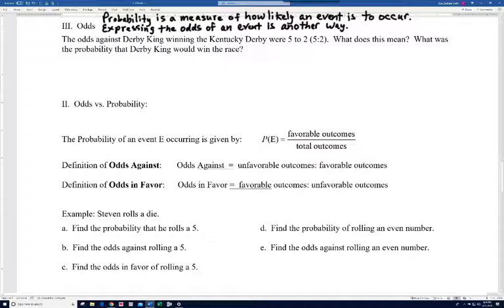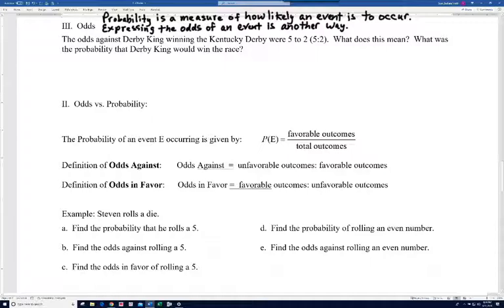It says the odds against Derby King winning the Kentucky Derby were 5-2. Sometimes you would hear the odds on Derby King. So that's how we usually talk in terms of odds. What does this mean? And what was the probability that Derby King would win the race? So maybe look at that and see if you can figure it out or explain it, and then you can look at my explanation.